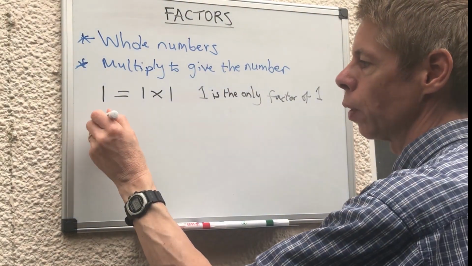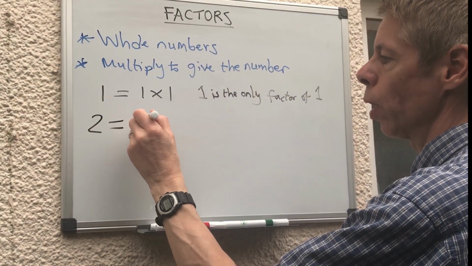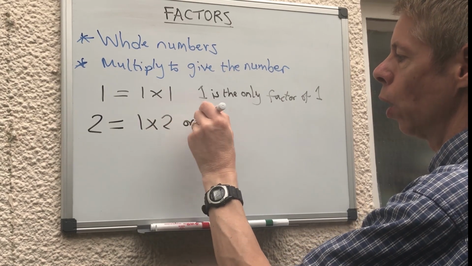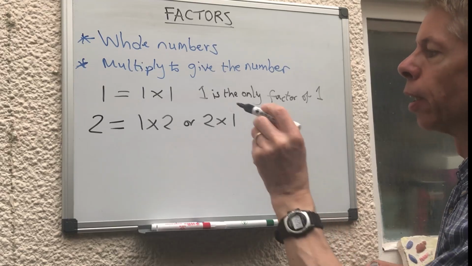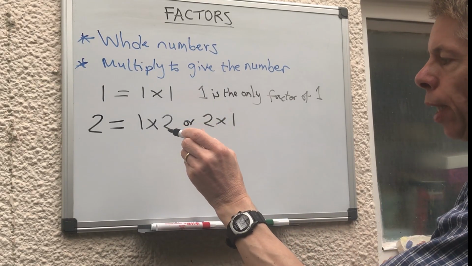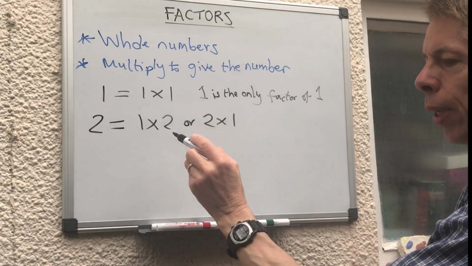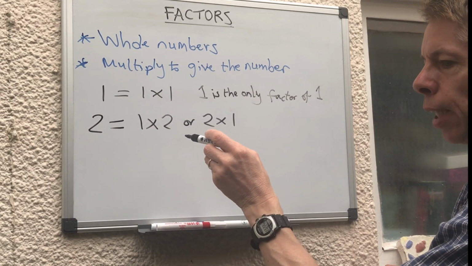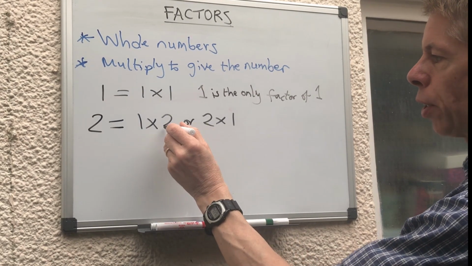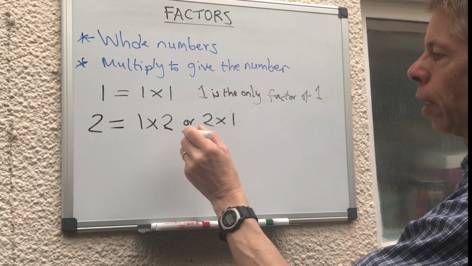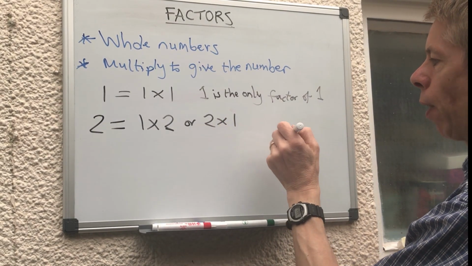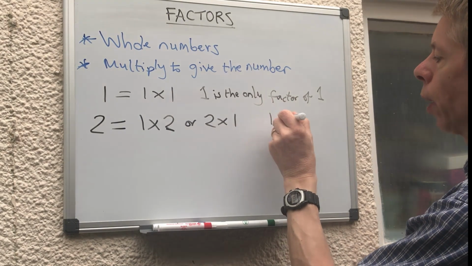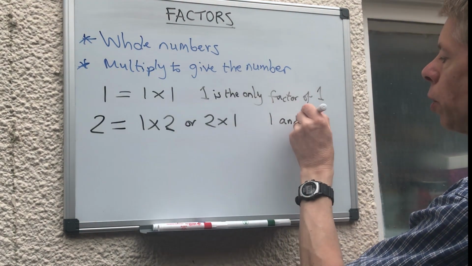Okay, so 2, you can make 2 by going 1 times 2 or 2 times 1. So when we're looking at factors, I normally list the factors in factor pairs. The reason for that is it means you're less likely to miss any out. As you can see, 1 times 2 and 2 times 1 contain exactly the same numbers. So the factors of 2 are 1 and 2.